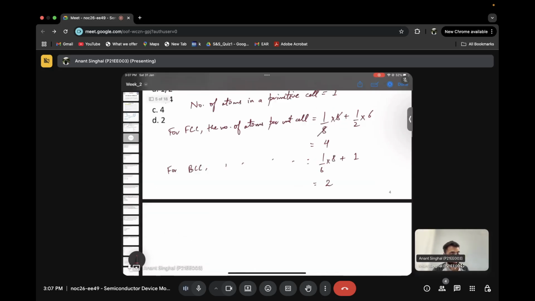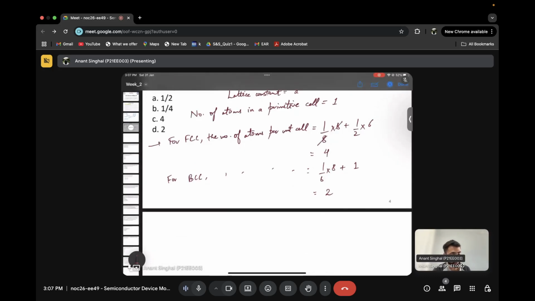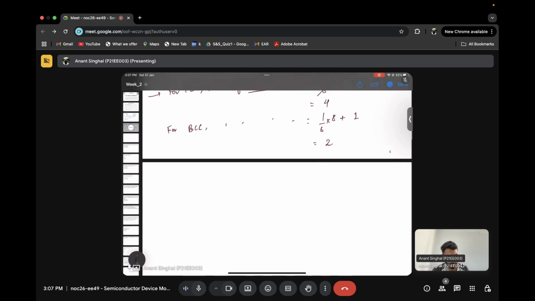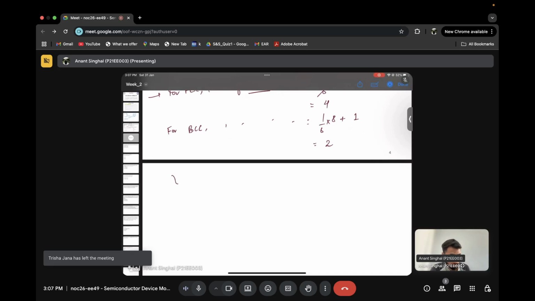So this is what we already discussed in the last class, that for FCC the number of atoms per unit cell is this. For BCC the number of atoms per unit cell is this. Now the question has been asking about the ratio of the volume of the primitive cell. So VFCC, I'm denoting it with VFCC, by the volume of BCC primitive. So it is asking for primitive, not for the per unit cell, but primitive. So this is what has been asked in the question.